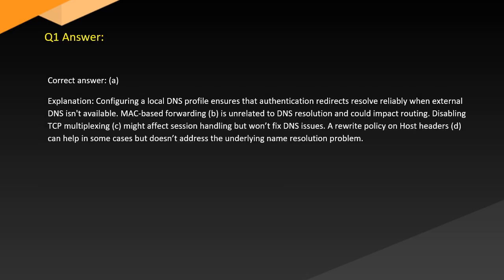Answer. Correct answer: A. Explanation. Configuring a local DNS profile ensures that authentication redirects resolve reliably when external DNS isn't available. MAC-based forwarding, B, is unrelated to DNS resolution and could impact routing. Disabling TCP multiplexing, C, might affect session handling but won't fix DNS issues. A rewrite policy on host headers, D, can help in some cases but doesn't address the underlying resolution problem.